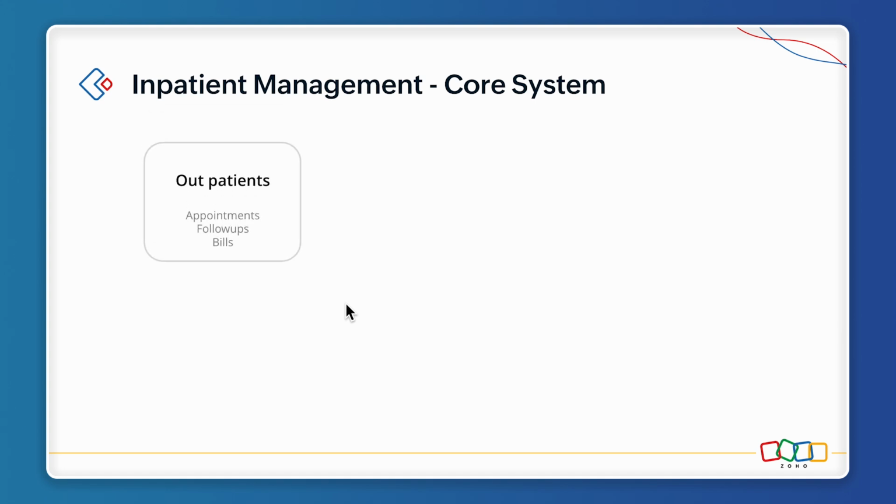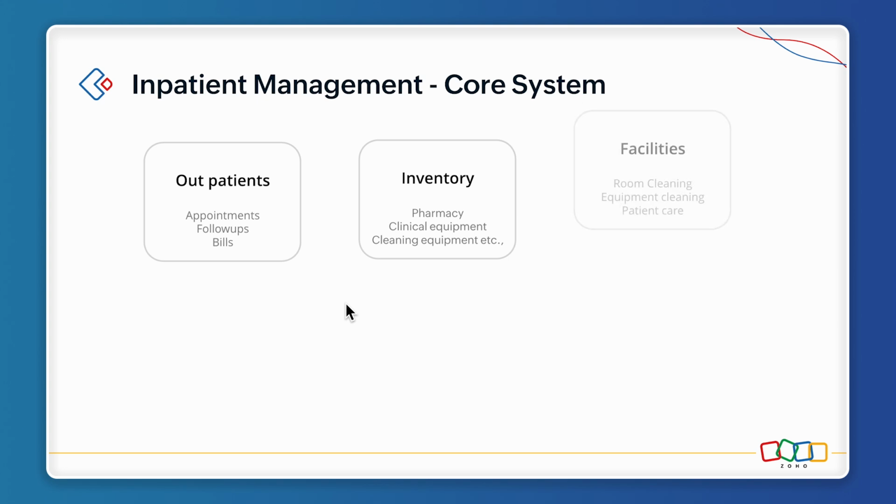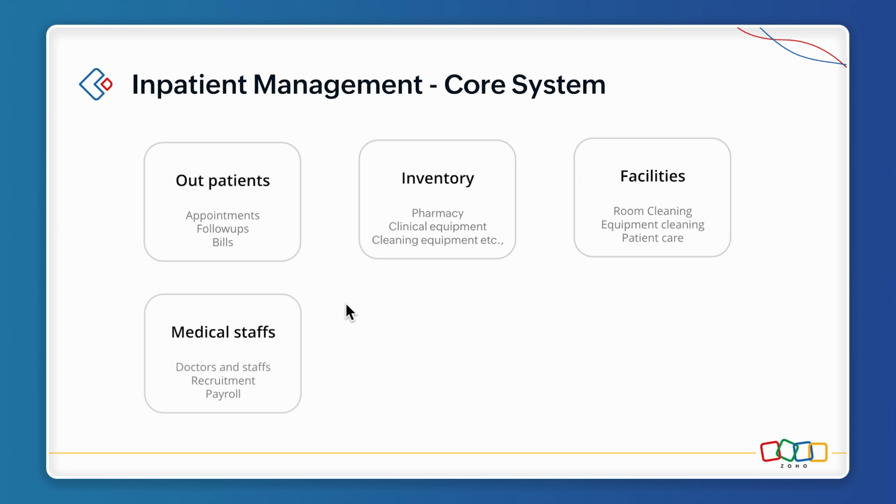So if we wish to have the outpatient managed separately, like the appointments, follow-ups, and the billing related information, we can create a separate application for it. And then the inventory management separately. So only the pharmacy related information, the clinical equipments, and any cleaning equipments. So that can be maintained and monitored here. And the facilities. So for room cleaning, any equipment cleaning, and even the patient care can be done under this facility management.